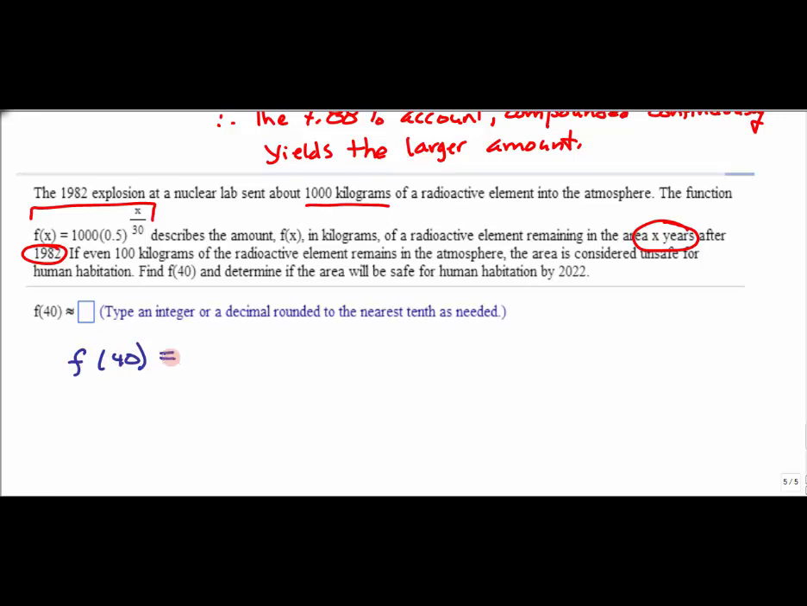Now for f of 40, that means x equals 40. So what does this look like? So this looks like 1,000 times 0.5. Now up here in my exponent is the 40 over 30. Now, when you're going to do this problem on your calculator, you can't take the 1,000 times 0.5. You have to do the exponent first. So this piece I have to do first. And when I get the answer, I can multiply by 1,000.